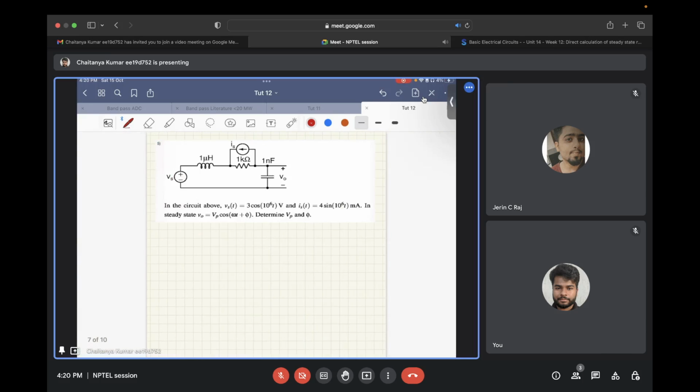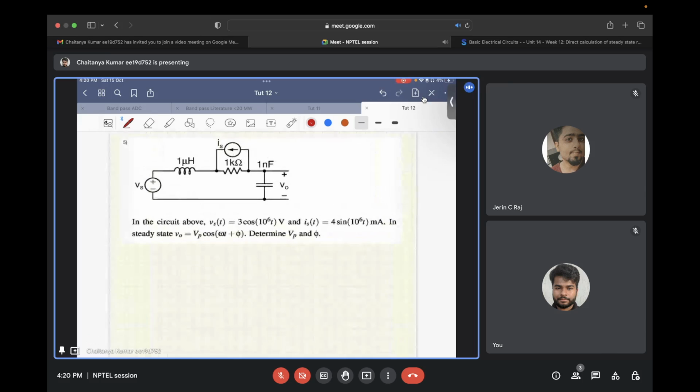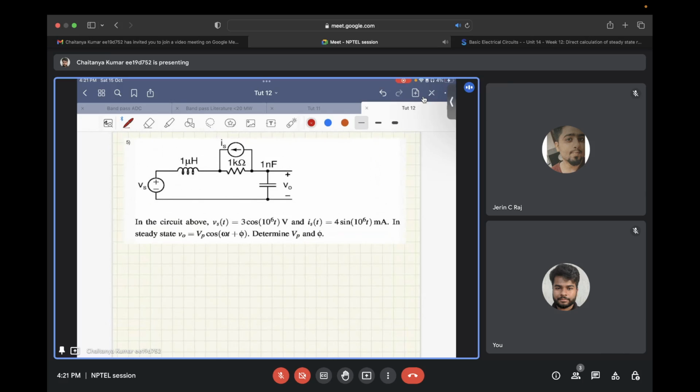So let's see the next question. Now, in this question, there are two independent sources being applied to an RLC network. One is a voltage source, and the other is a current source. The important thing to note is they have the same frequency, but they have different phases. Had there been the same frequency and the same phases, it would be simpler.